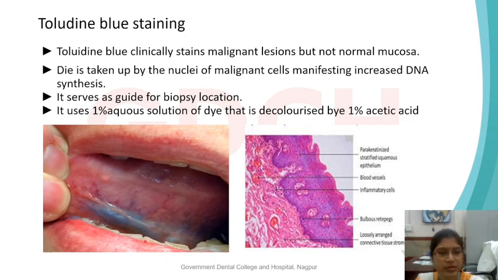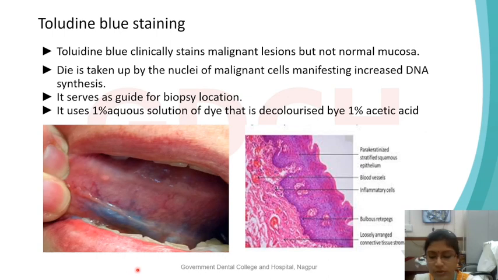In this, the patient is first asked to rinse the oral cavity. Then toluidine blue stain is applied to the mucosa. After that, the patient again rinses with 1% acetic acid solution, and then the lesion is examined. The part of the lesion which retains the stain is the area which probably has dysplastic changes. So from that particular area, a biopsy can be taken, which can help in confirming the presence of a dysplastic lesion.